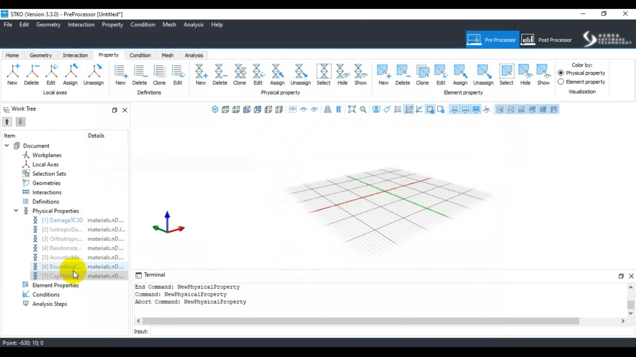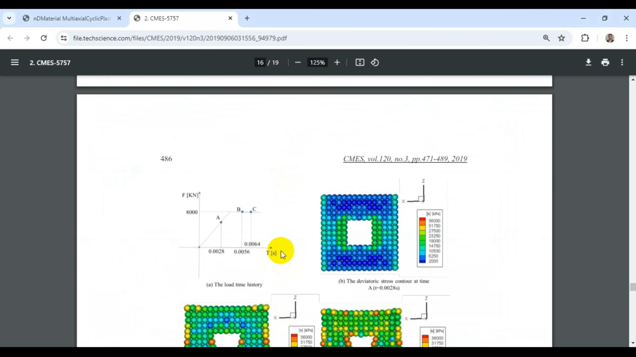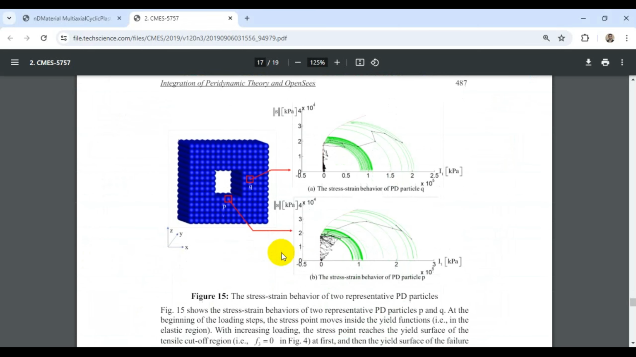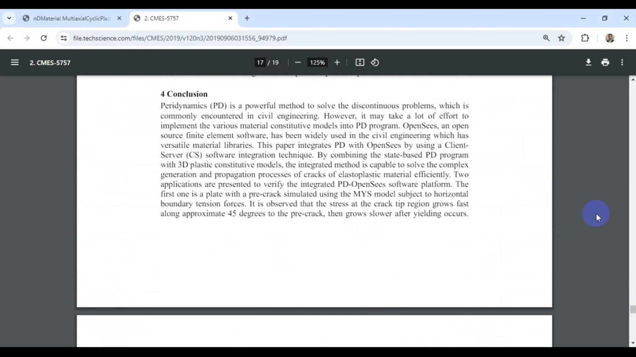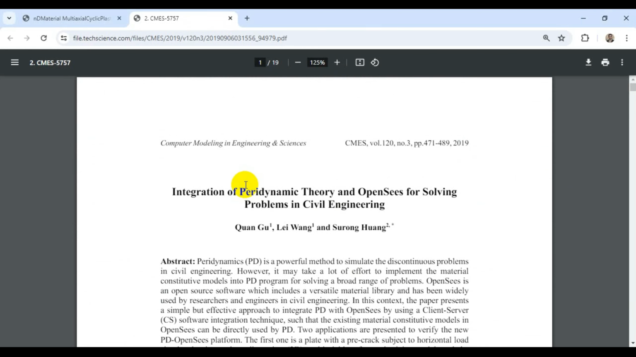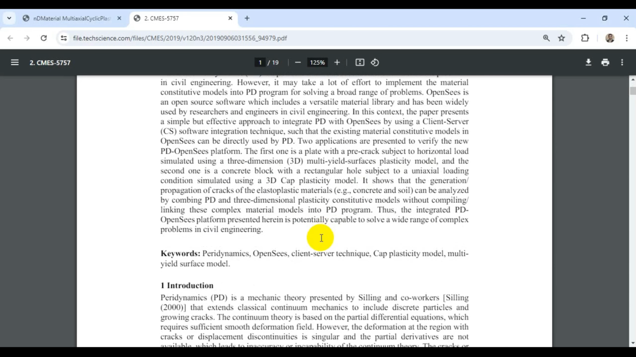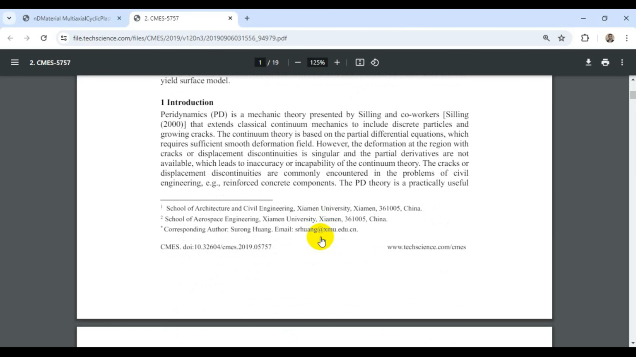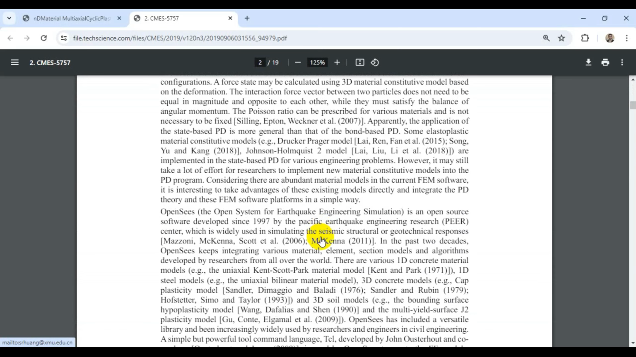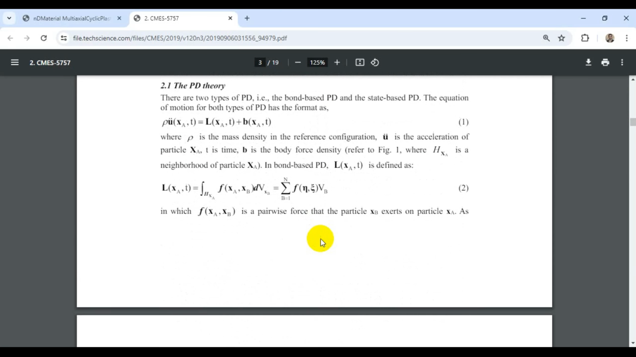So for the time being, the K plasticity model is covered, and the article that covers these details is given here. So just in case you want to study about it, this is the article on integration of Biot dynamic theory and OpenSees for solving problems in civil engineering. I think pretty much details are given here.